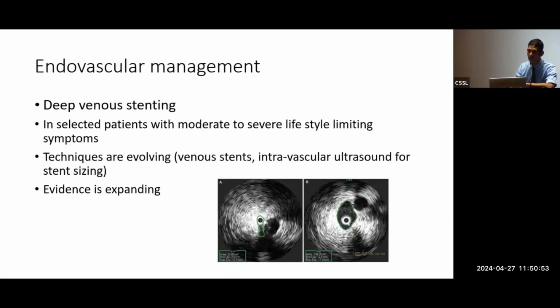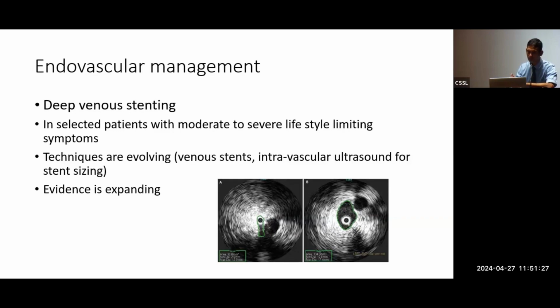So what are the invasive strategies of management? The mainstay is endovascular management with deep vein recanalization and stenting. Again, this should be reserved for patients with moderate to severe PTS with lifestyle limiting symptoms. The techniques are evolving and the evidence keeps expanding. So now there are the vein-specific self-expanding stents and the role of intravascular ultrasound to diagnose deep venous pathology and for using these deep venous stenting procedures.